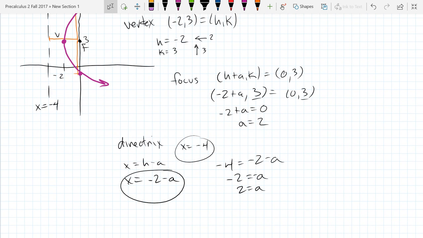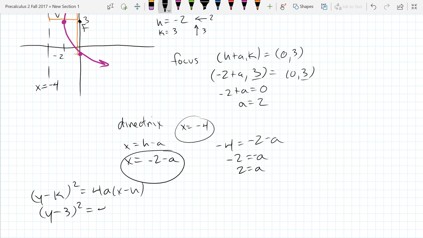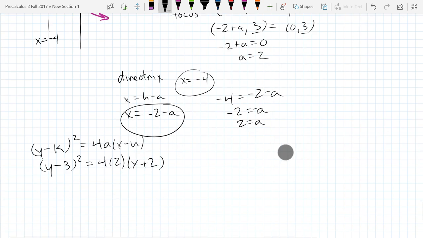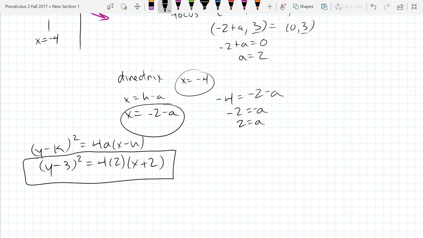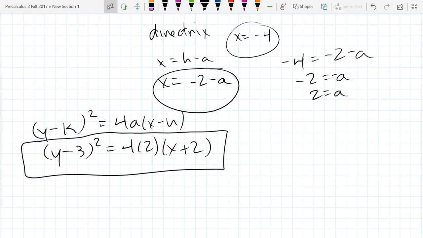Once you have this, you can write the equation down. (y minus k) squared equals 4a(x minus h). So (y minus 3) squared equals 4 times 2 times (x plus 2). I would say don't worry about simplifying it anymore. Don't need to FOIL out (x plus 2) because this, in my opinion, is the best way to write a parabola because it's the closest to what's up in the chart. So don't spend time expanding this out. Just leave it like this.